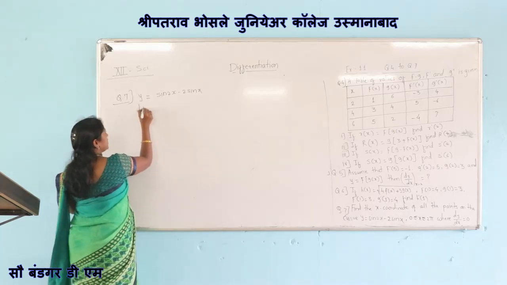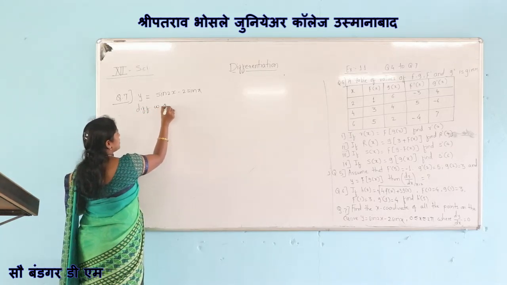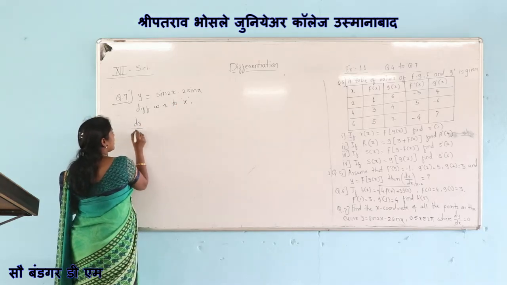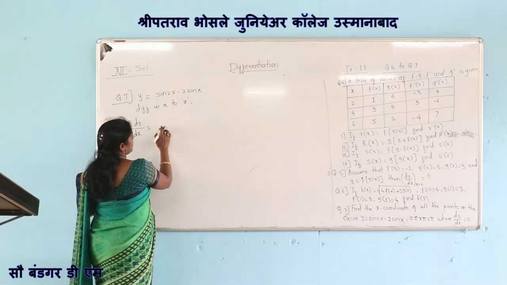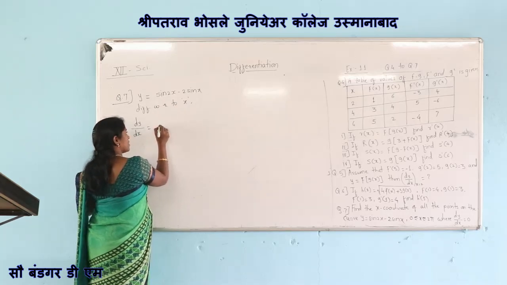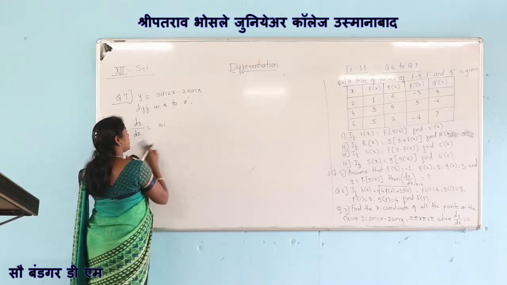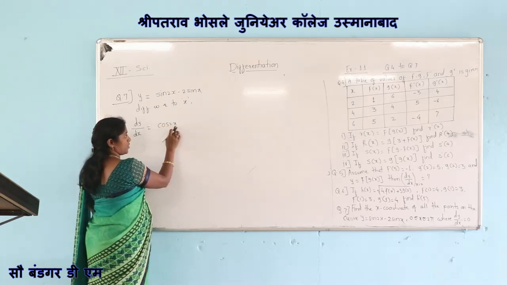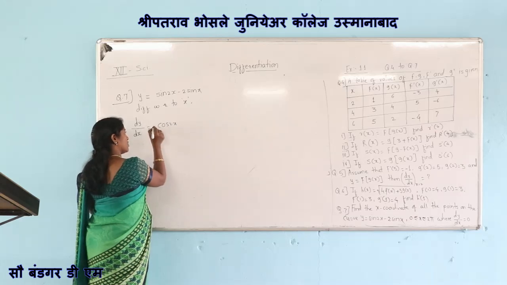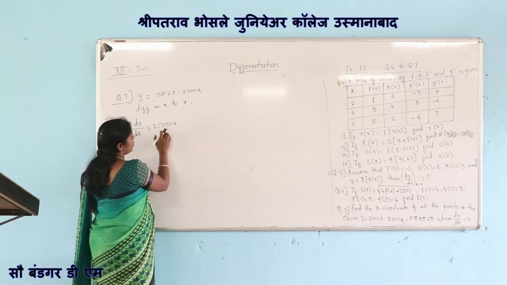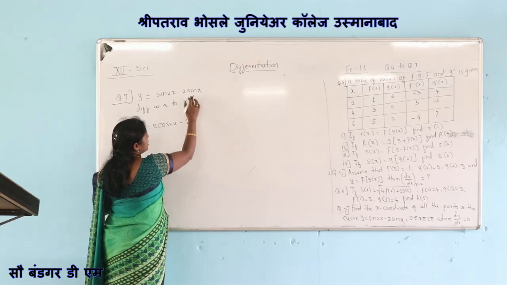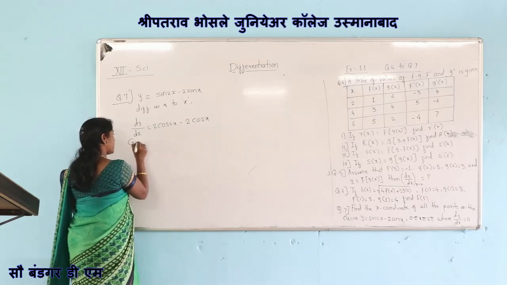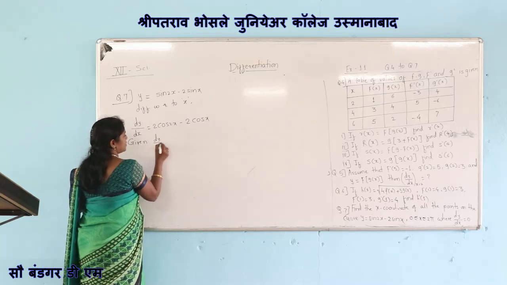So differentiating with respect to x, we get dy by dx is equal to, derivative of sin is cos. Derivative of sin 2x will be cos 2x. Instead of x there is 2x, so derivative of 2x is 2. So write it as 2 cos 2x minus 2. Derivative of sin x is cos x. Now given dy by dx is equal to 0.